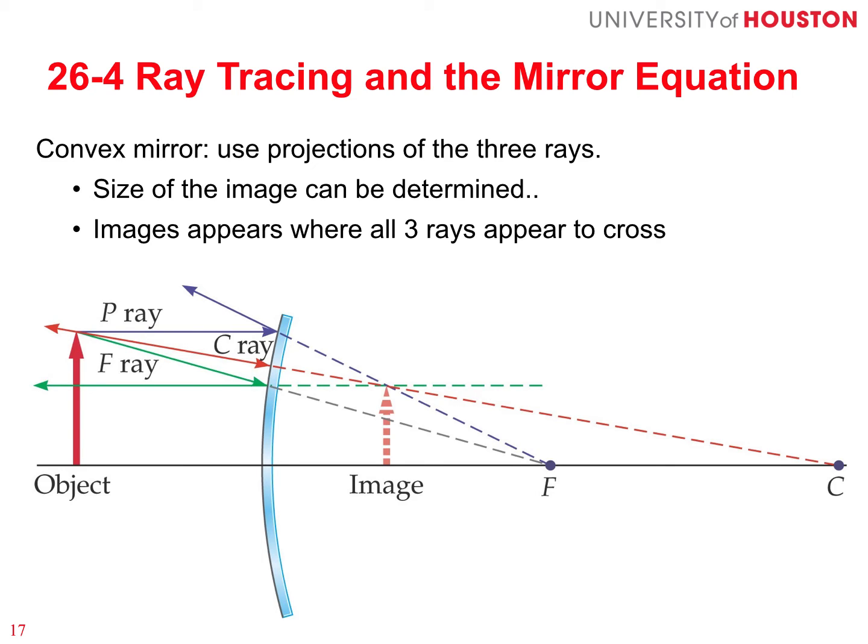Here we can see that the reflected parallel ray is going to the top left-hand corner of the slide. If we then project back, we get the dashed line, and we can then do the same for the C-ray and the F-ray, and all of these lines that are projected back will cross at a particular point, and this is where the image occurs. We can also see that the image will be smaller than the object, and it sits between the mirror and the focal point.